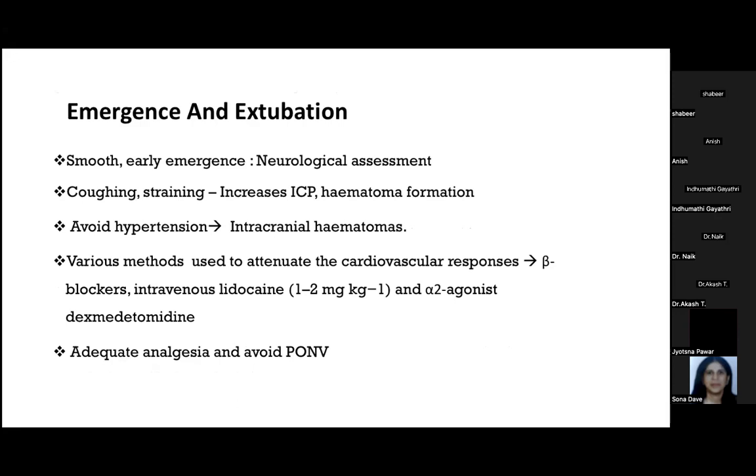Now, it's important to have a smooth and early emergence for early neurological assessment. Coughing and straining can increase the intracranial pressure and lead to hematoma formation. Even hypertension during extubation can lead to intracranial hematoma formation. So you can attenuate this cardiovascular response by use of beta blockers, intravenous lignocaine, alpha-2 agonists like dexmedetomidine, ensure there is adequate analgesia, and avoid postoperative nausea and vomiting by administering antiemetic drugs before extubation.